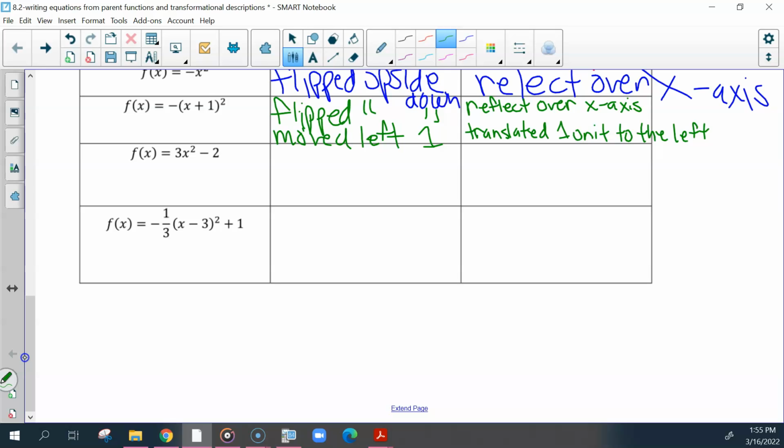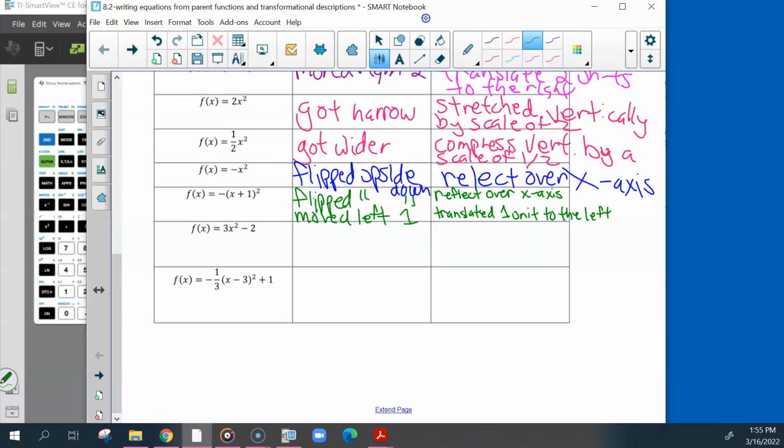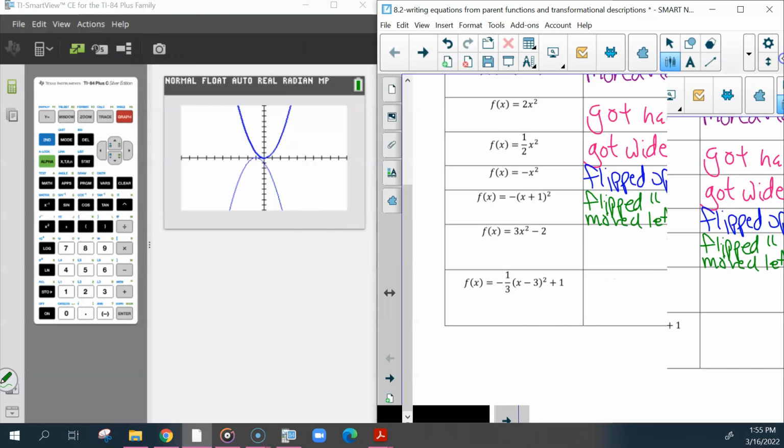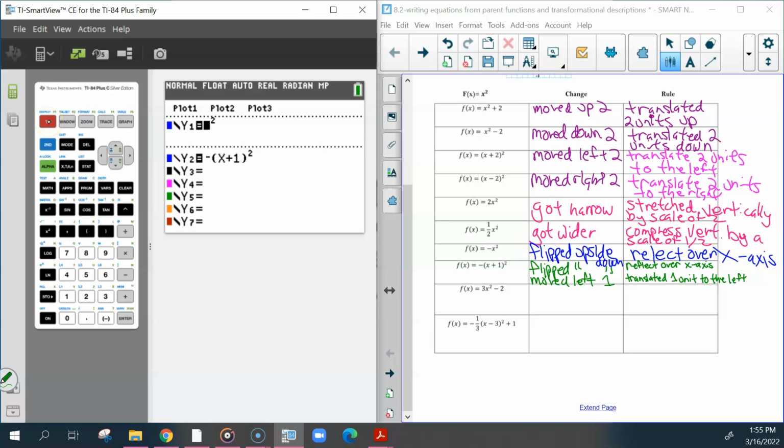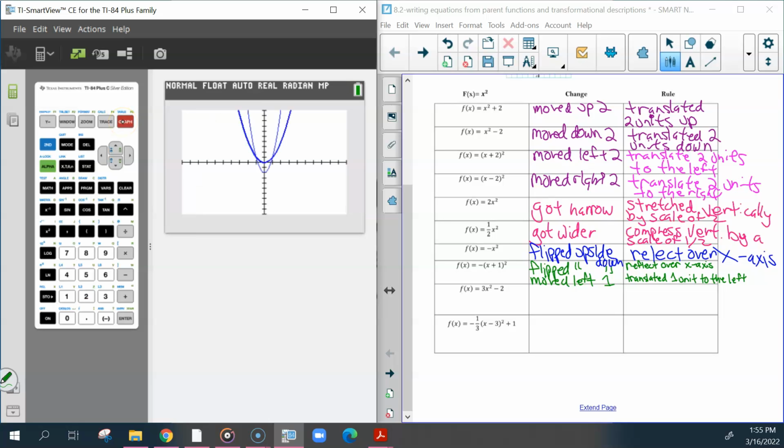As you start to get more and more comfortable with this, you should be able to look at it and say exactly what happened without really seeing it visually, but we'll do that really fast. And then on the back, we'll do a couple, but then do the rest without really looking at it. So I put in 3x squared minus 2. Again, you can probably sort of guess what happens, but let's graph it.